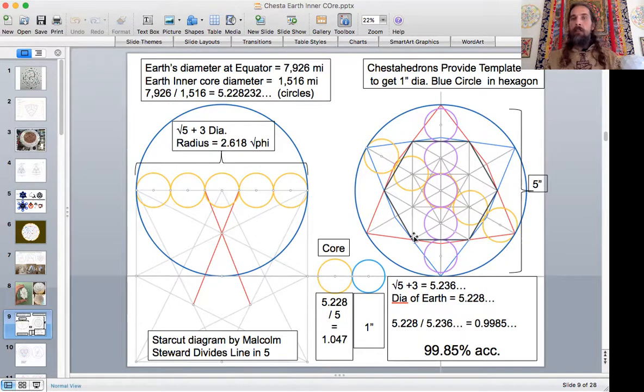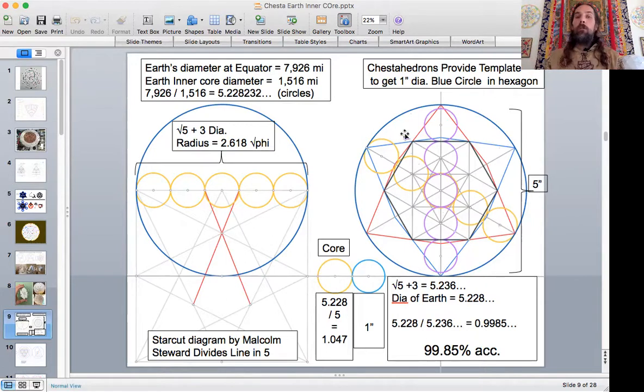Now, this isn't going to be the Chestahedron as you see these Chestahedrons, the blue and the red one here. Those aren't the Chestahedrons that are going to be in the Earth. This Chestahedron that we're talking about, I'm going to call the outer Chestahedron because we're going to refer to it in the future. That outer Chestahedron, the double, the Star Chestahedron, is giving you the template to create the outer sphere of the Earth.